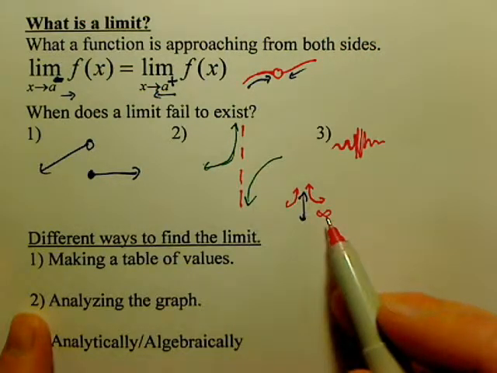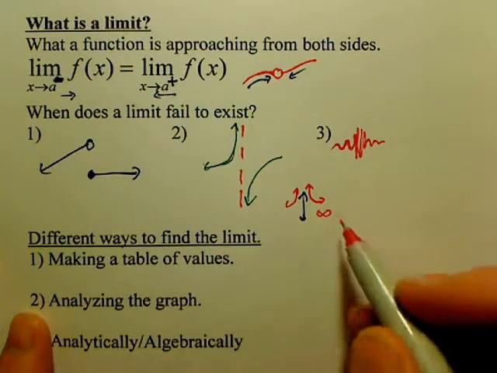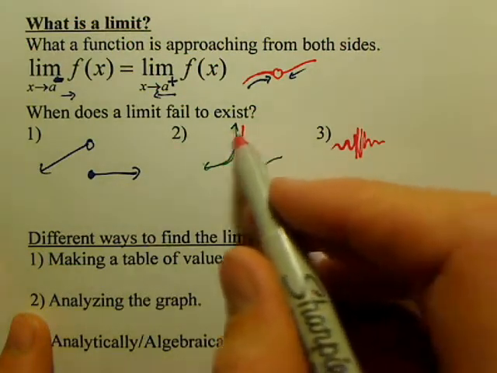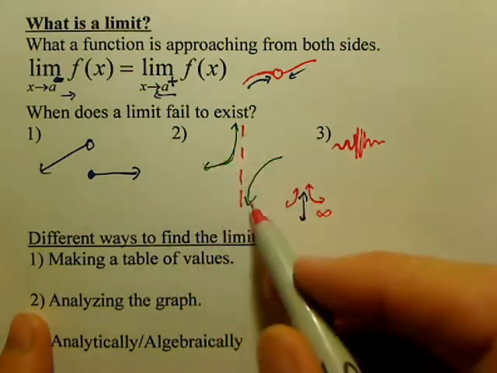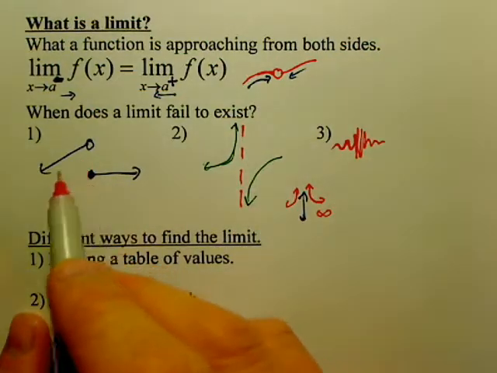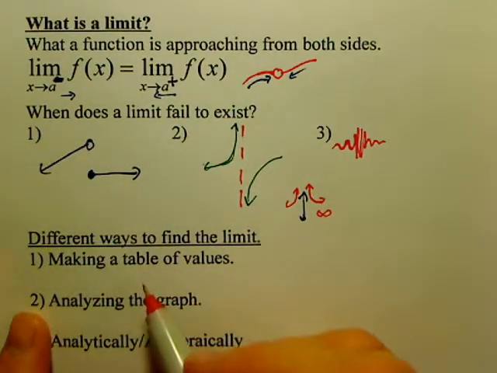If they both go in the same direction, you can call it infinity, or if they both go down, negative infinity. But basically they do not exist, especially when they go opposite directions. And this one, they just don't approach the same value.